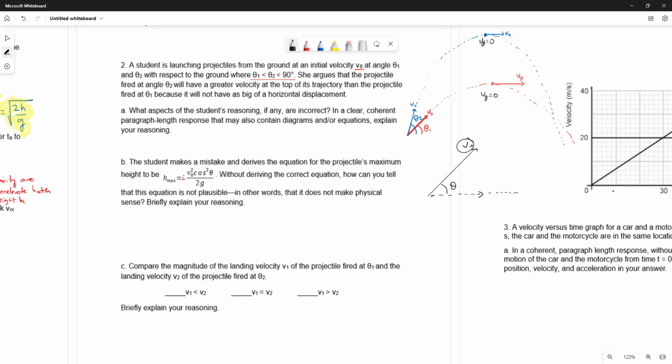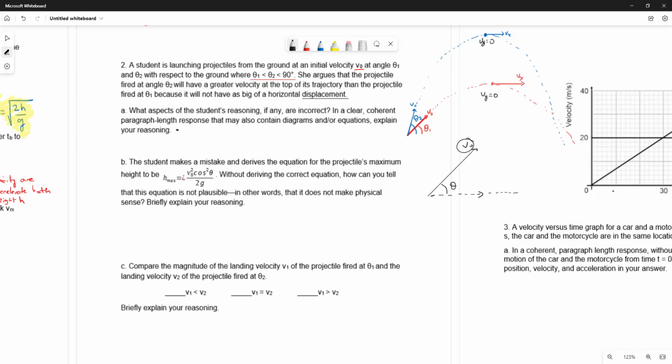So their reasoning, that theta 2 is going to have a greater velocity, is wrong. And then that it's due to the fact that theta 1 will not have as big of a horizontal displacement. Or sorry, theta 2 will not have as big of a horizontal displacement. First of all, displacement really is irrelevant to this problem. So talking about velocities, we don't really care about displacement in this situation. It won't travel as far horizontally, great, but that doesn't really affect its velocity necessarily. So there's two things to address here.